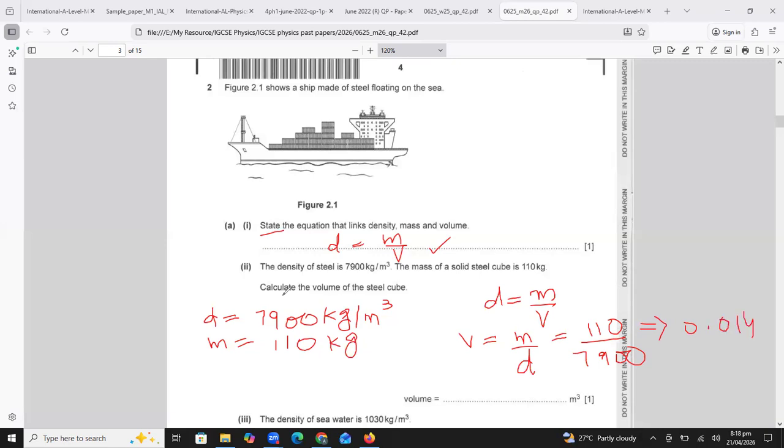We will get 0.014. And here we will not get the answer in centimeter cube, beta, because you can see the density unit is given in kg per meter cube. So density is given in kg per meter cube, so it means we will get the volume in meter cube. Exactly. All right, students. So the volume of this solid steel cube is 0.014 meter cube. Did you understand this question, everyone?